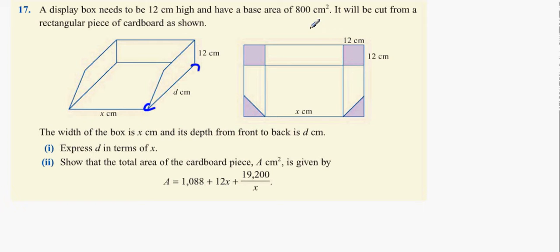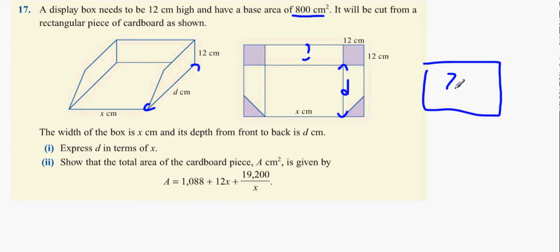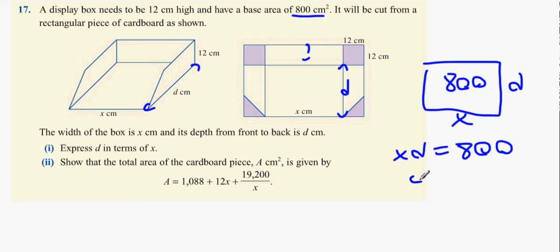Okay, so the base area is 800 centimeters squared. This here is X. This has to fold up, and this here is D. So if we take it that the area is X multiplied by D, XD equals 800, because length by width equals the area. So D therefore is 800 divided by X.